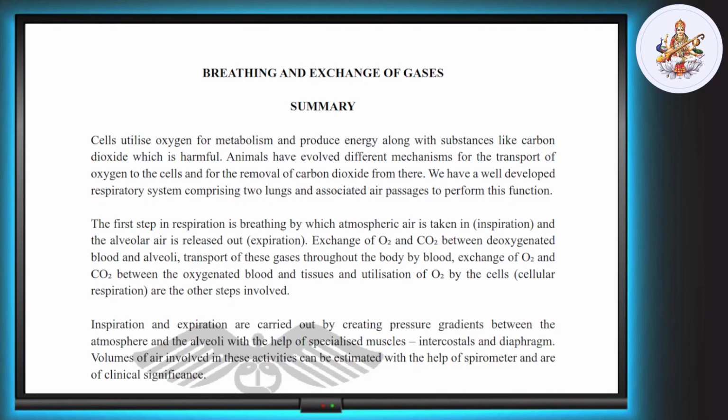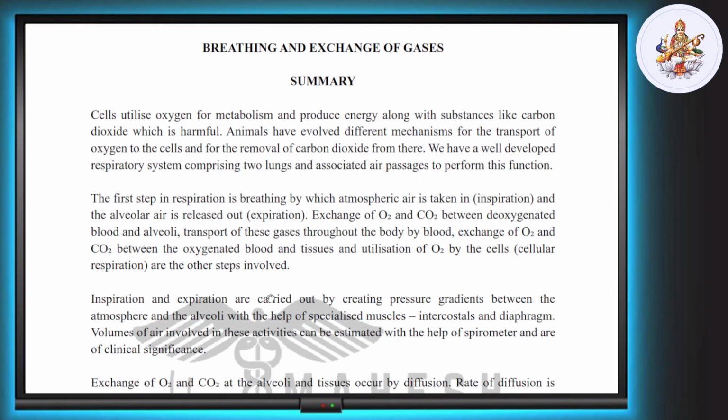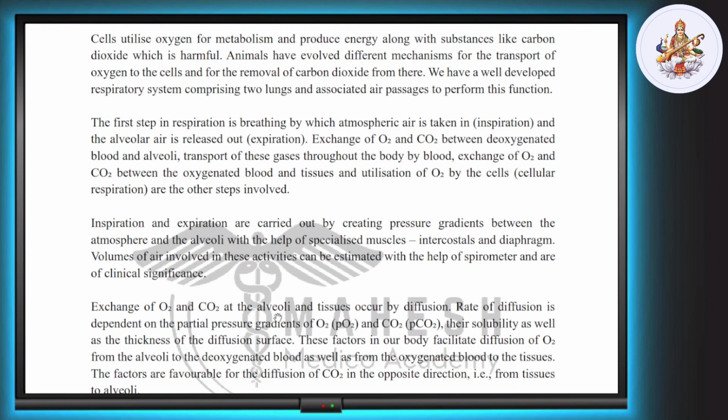Next step, gaseous exchange. There are 2 major levels of gas exchange. 1. Between alveoli, air sacs in lungs, and blood. 2. Between blood and tissues. This happens by simple diffusion. And what drives this diffusion? The difference in partial pressures of gases, that is PO2 for oxygen and PCO2 for carbon dioxide.